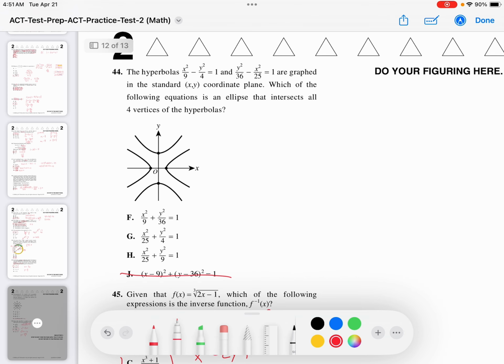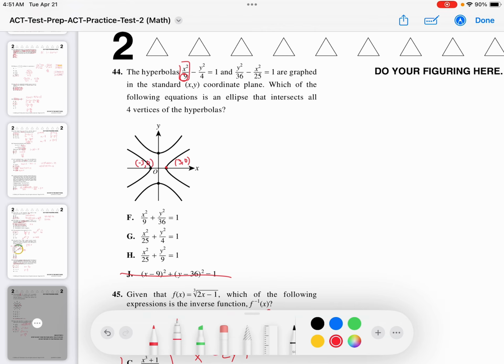Then number 44, I just haven't really looked at hyperbolas in a long time, so I needed to get some help with this one. Essentially, for the first hyperbola, x squared over 9 minus y squared over 4, this is going to have the vertices at the x values of positive and negative 3, because that's the first part of it. So that's going to be this one here, where we've got the vertices at 3, 0, and then this one would be at negative 3, 0.